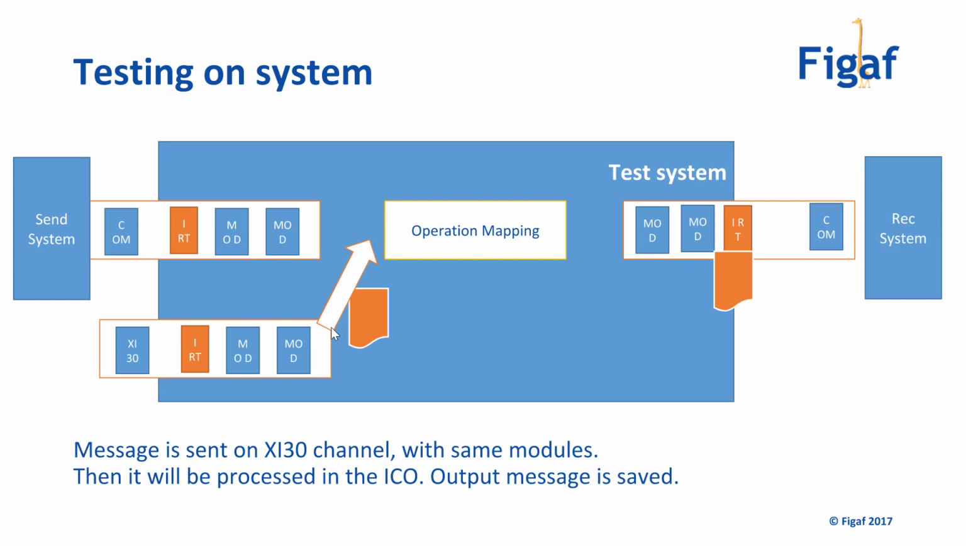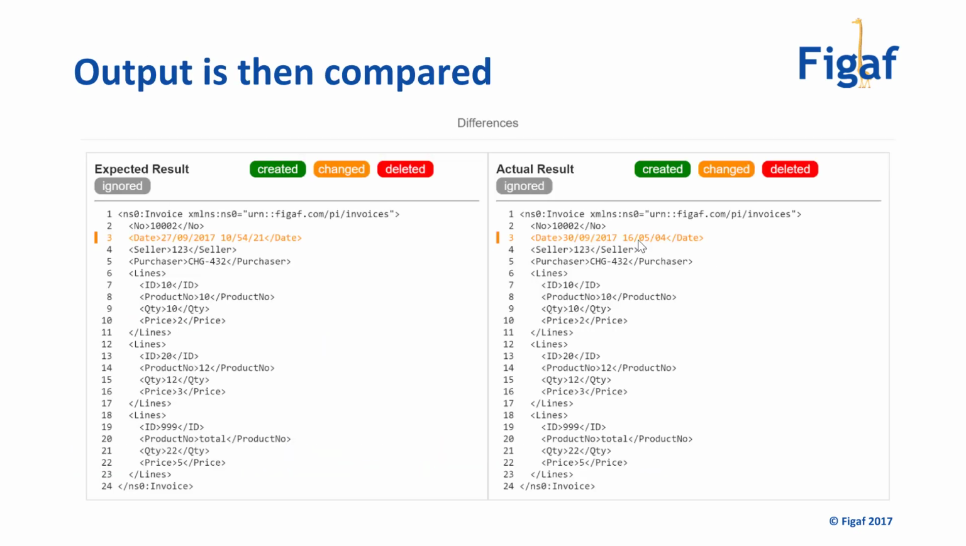What happens once the message has been processed is that it will be sent into the same IFlow ICO as the original message. So if it was coming from a file system, it's instead now coming from a XI30 channel, and it's being processed the same way. From a systems perspective, nothing really changes, and it's processed the same way until we reach the last part. Here we also have a module that will save the message, and then we can compare the expected result.